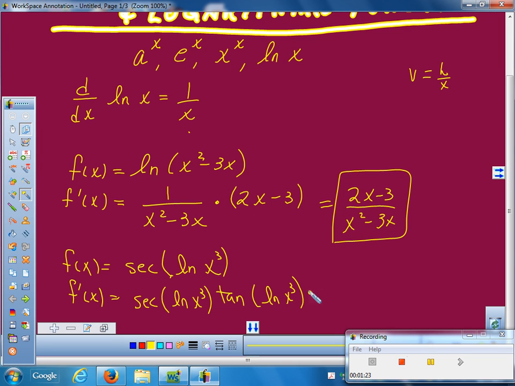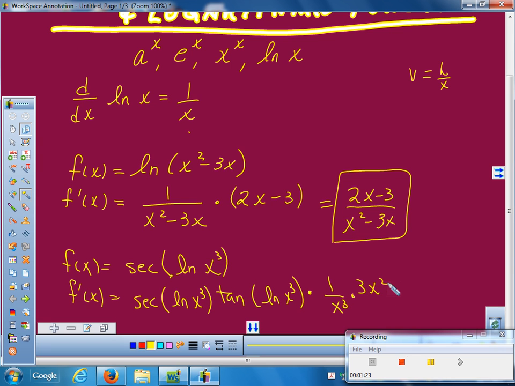Okay, this is one of those where you go back and keep your eye on the original. You did the derivative of secant. Now you're doing the derivative of the natural log, which would be what? 1 over x cubed times the derivative inside of that. The derivative of x cubed is 3x squared.